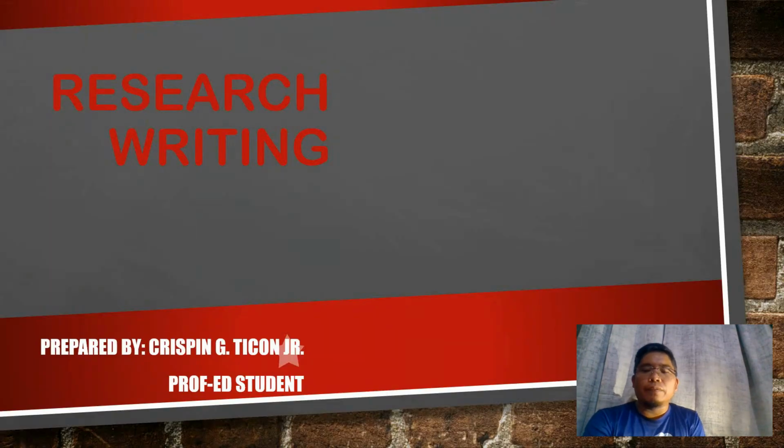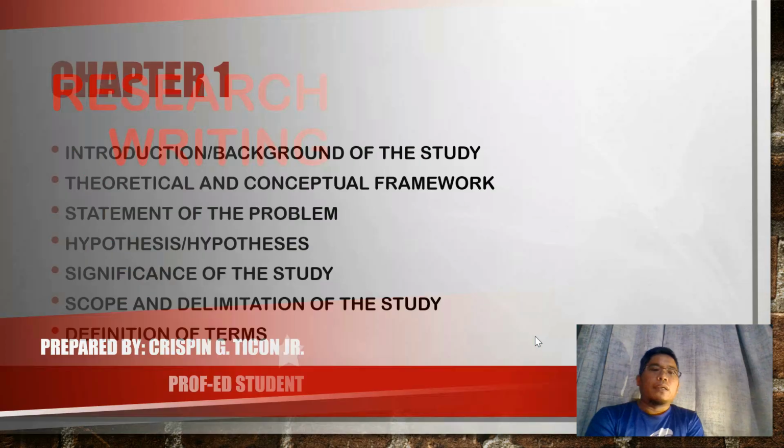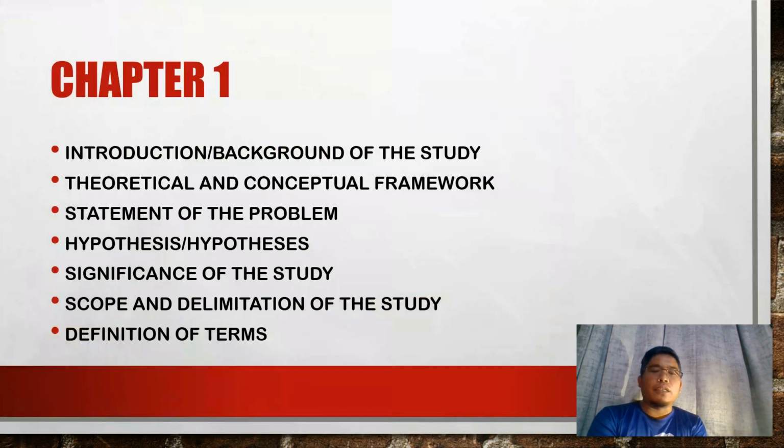To start with, in chapter 1, it is composed of seven sections, starting with the introduction or the background of the study. Next is the theoretical and conceptual framework, statement of the problem, hypothesis, significance of the study, scope and delimitation of the study, and lastly, the definition of terms. So each of these we'll try to discuss, okay?